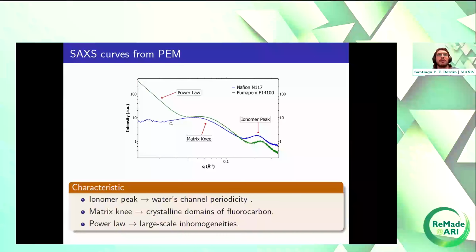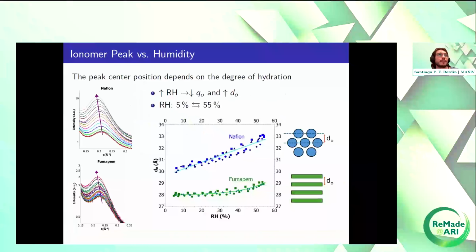So now we will see how these three characteristics are related to the humidity and the structure in the membrane. Let's start with the ionomer peak, particularly the position. When we increase the relative humidity, the peak starts to increase in intensity, and also the center is moving to lower Q values. That means that the correlation distance starts to increase in the sample. That occurred for both samples.